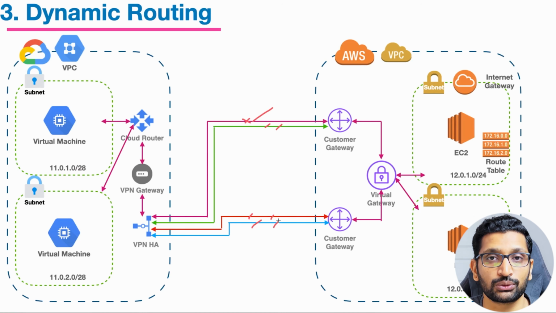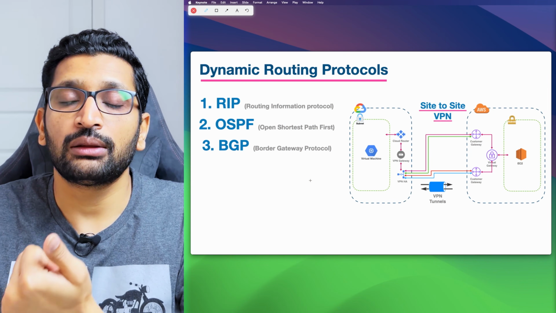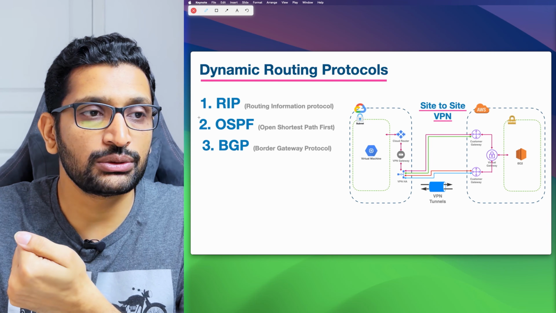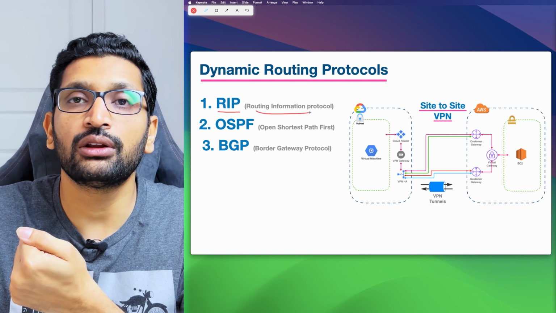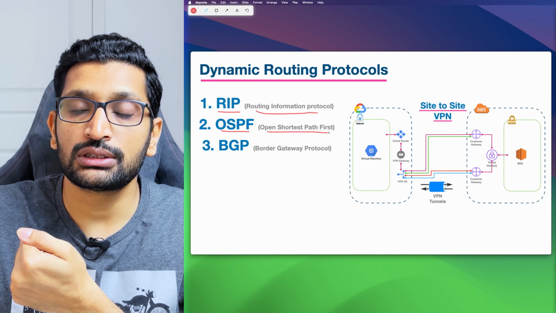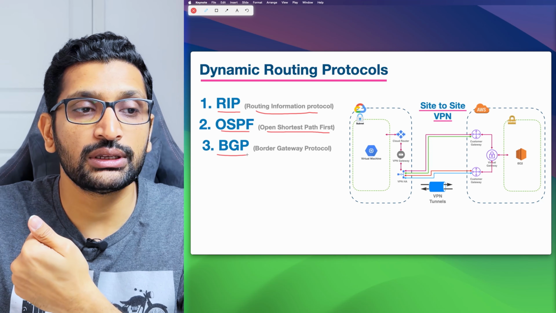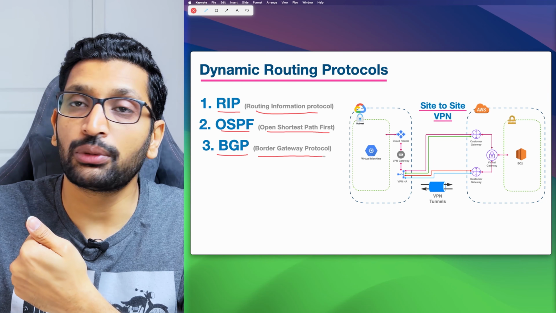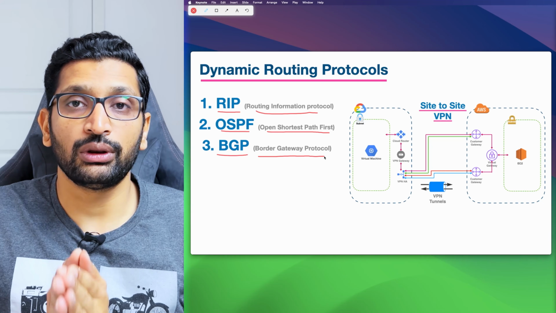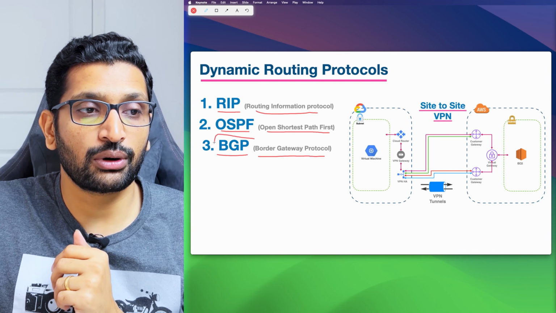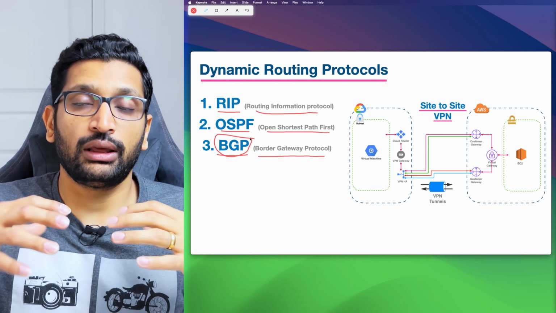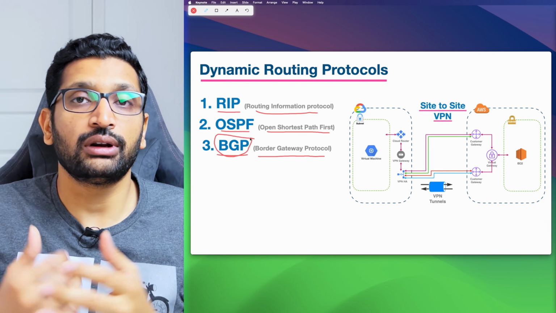And one last thing about dynamic routing protocols. There are 3 protocols which are generally used. One is RIP, which is Routing Information Protocol. Second is OSPF, which is Open Shortest Path First, and the third one is BGP, which is Border Gateway Protocol. The most popular one, which is the backbone of our whole internet, is BGP, the Border Gateway Protocol, which is used quite widely to learn and adapt based on dynamic routing.